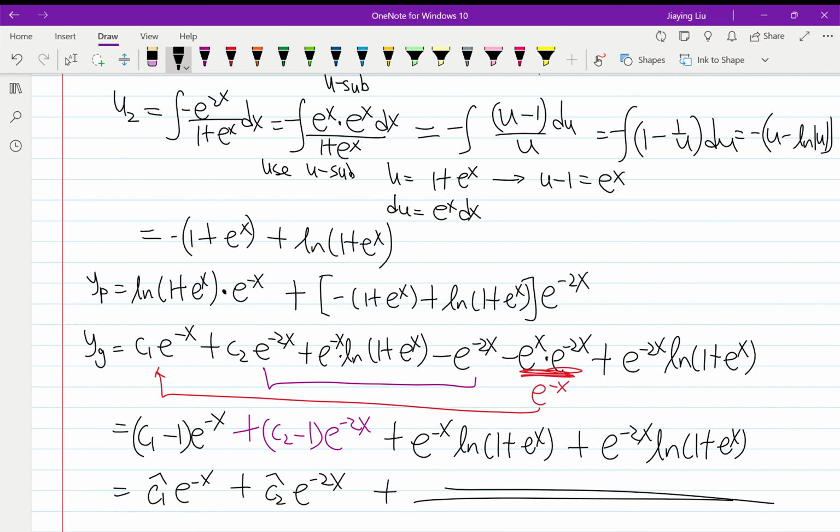As you can see, even if we have four terms in a particular solution, right? But at the end, when we take the particular solution and put it into the general solution, two of the terms are actually absorbed by the homogeneous solution. So, anyway, I'll let you go.